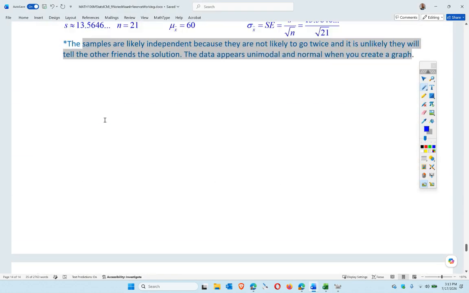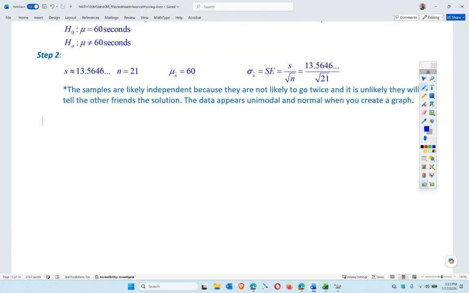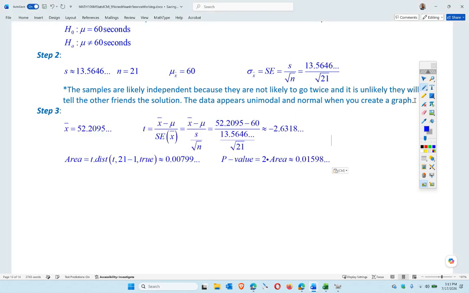Go back to here. I'm going to get step 3, copy, paste, step 3. Okay, so this is the area that I calculated. I have to double it this time to get the p-value, which is 0.15. So clearly that's a very big 0.15. That's not very big. So what's going to happen?